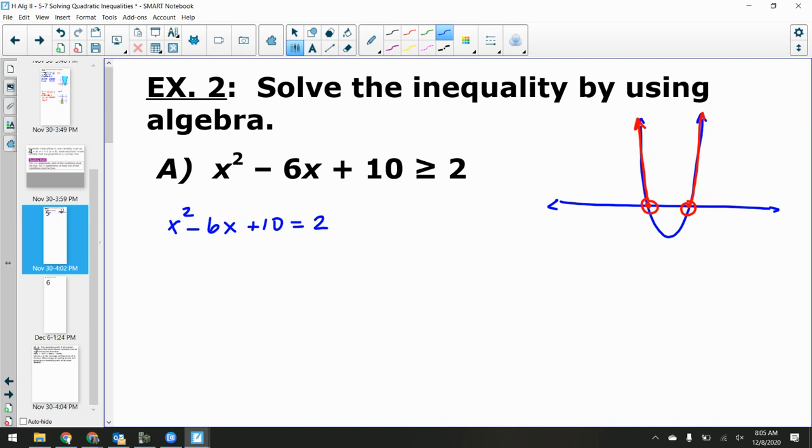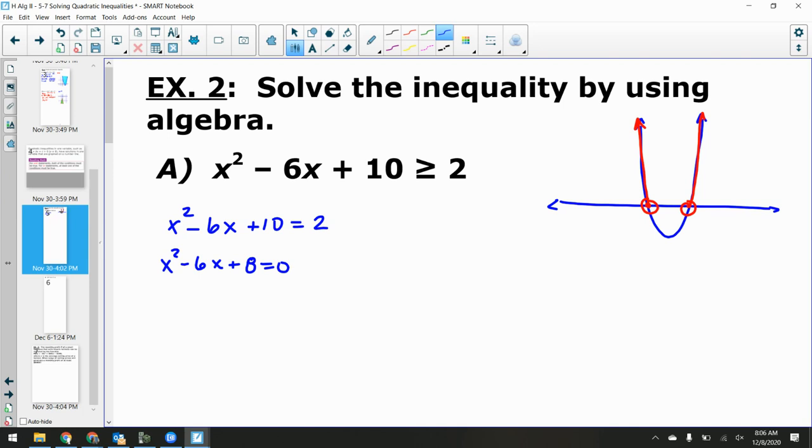It goes from being positive, or from being greater than to less than, right? It's where it switches. Well, to solve this, I just subtract over the 2, and I solve. By any means necessary. Did I say to use a specific method? No. You can do whatever you want.